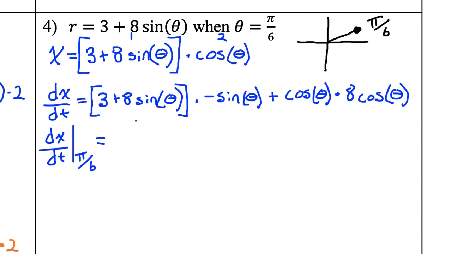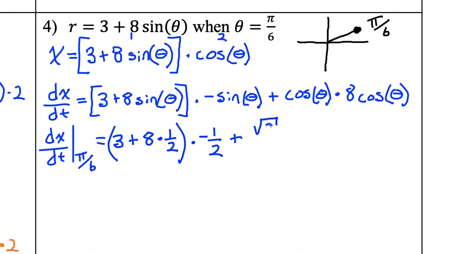So this is going to be 3 plus 8. Okay, what is sine of pi over 6? I just said it's 1/2, so times 1/2. And this is all going to be multiplied by, again, sine of theta I just said is 1/2, so times negative 1/2. Plus, okay, what's cosine of theta? Cosine is the x, so that's the square root of 3 over 2 times 8, and then cosine of theta again is the square root of 3 over 2. And I can say those two are being multiplied.